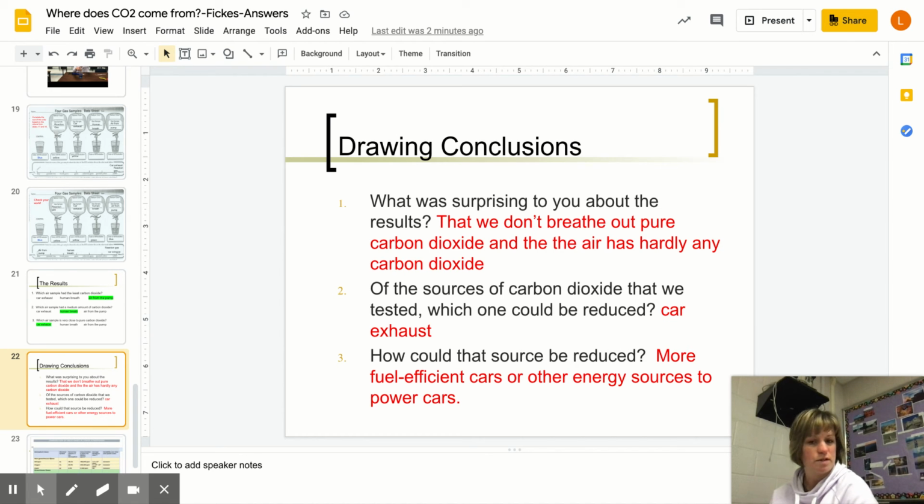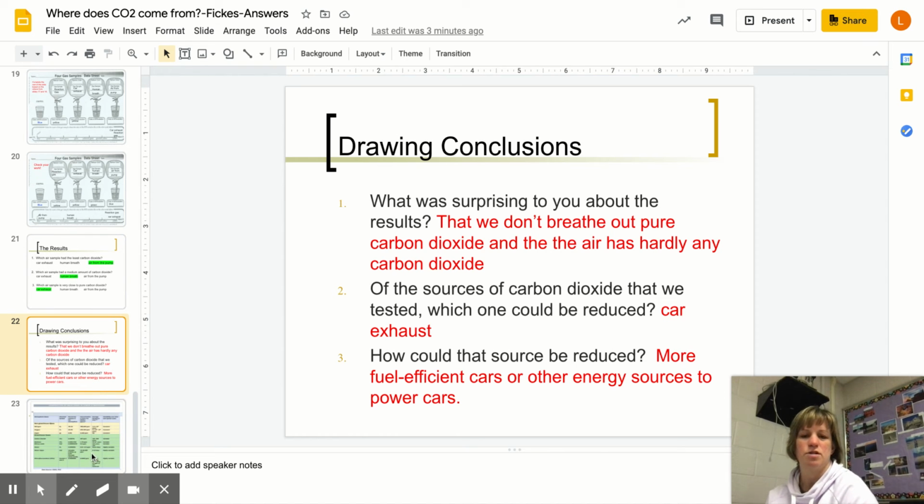Now, I think the source we tested that could be reduced is car exhaust. Now, human breath, I understand you might be thinking about population control, but the one that can ethically, morally be reduced is car exhaust, I would say. So how could we do that? Well, it's already starting to happen in some places to have more fuel efficient cars, to use other energy sources to power cars. I didn't type this, but public transportation in big cities is a big thing because you are able to transport more people at once. So all those things are good answers.